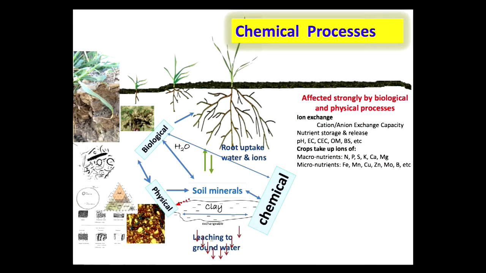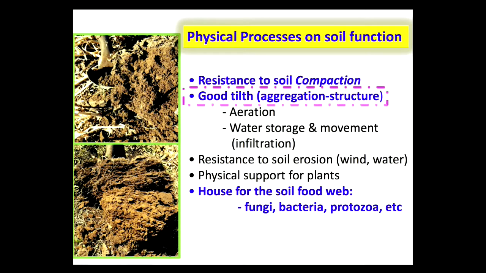For the chemical one, I'm not going to spend too much time because that has to do with all the nutrients that we have there, but they are being affected by the biological and physical properties, as I mentioned before. I'm going to concentrate on the physical process and soil function and the biological one. So we want the soil to be resistant to soil compaction, so that it has good tilth and aggregation.